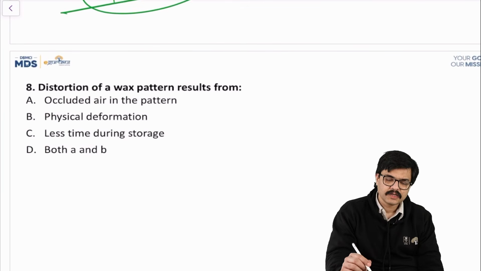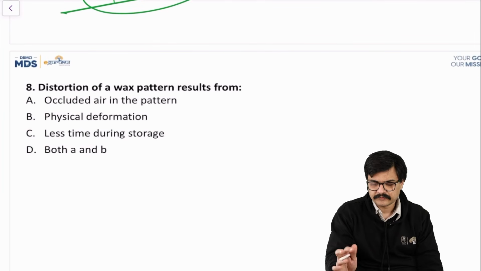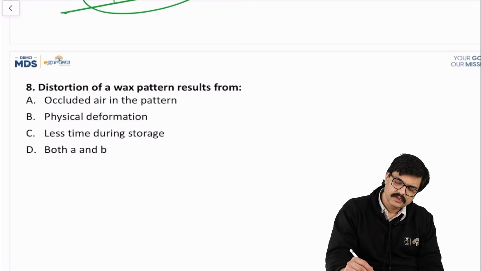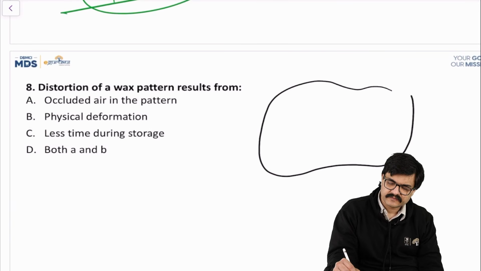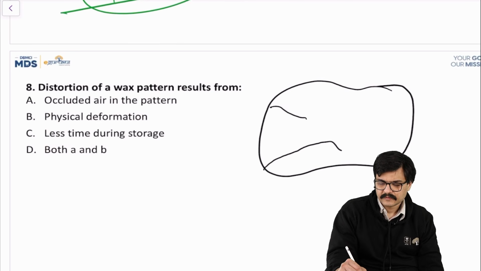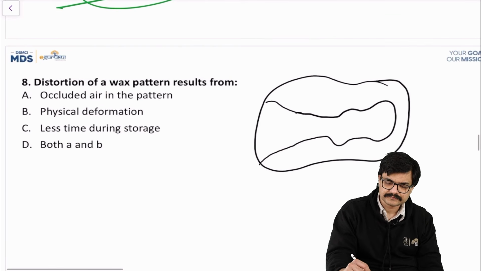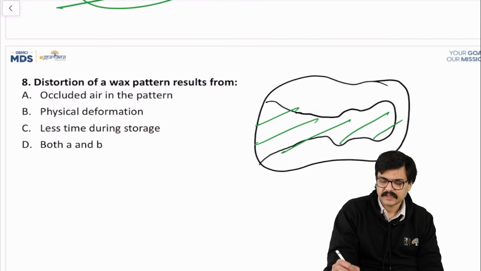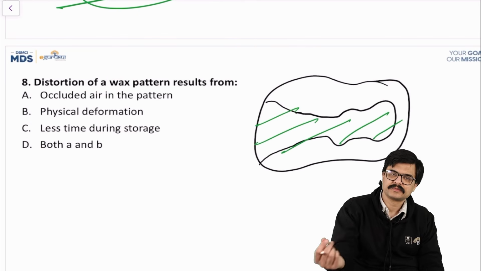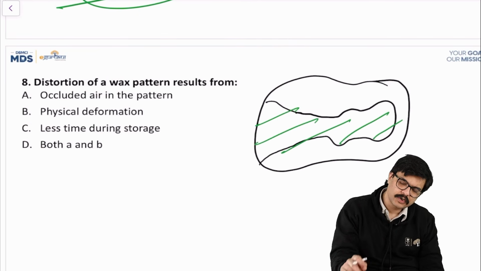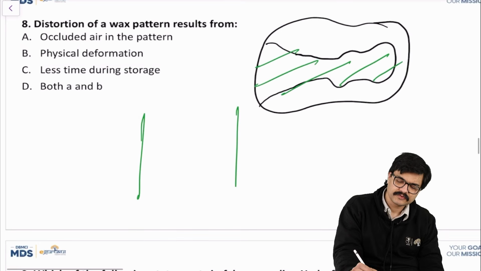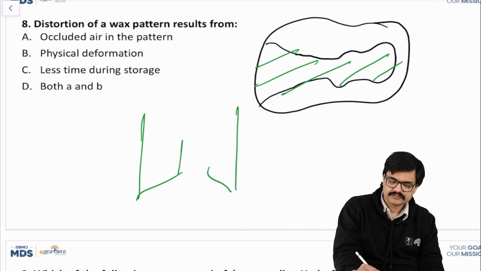Next question. Distortion of a wax pattern results from... So what he's talking of is you have, say, the occlusal view of a nice class 2 inlay prep, okay? And you're creating a wax pattern, right? You take it out and you want to invest it, right? So you have a sprue.